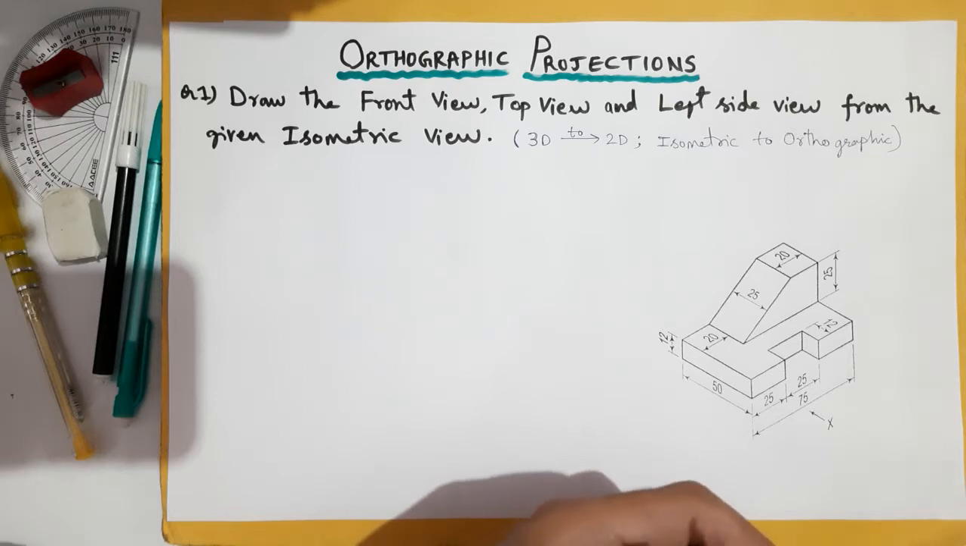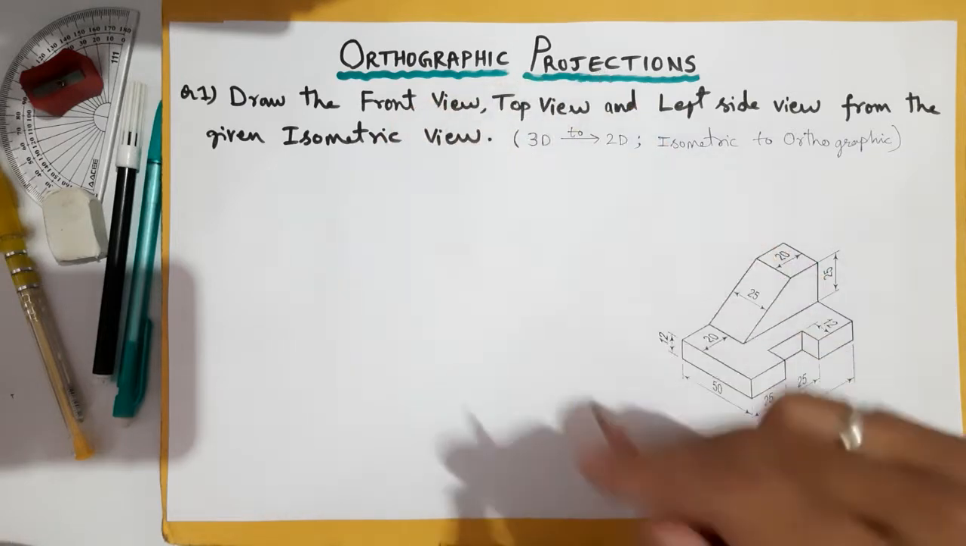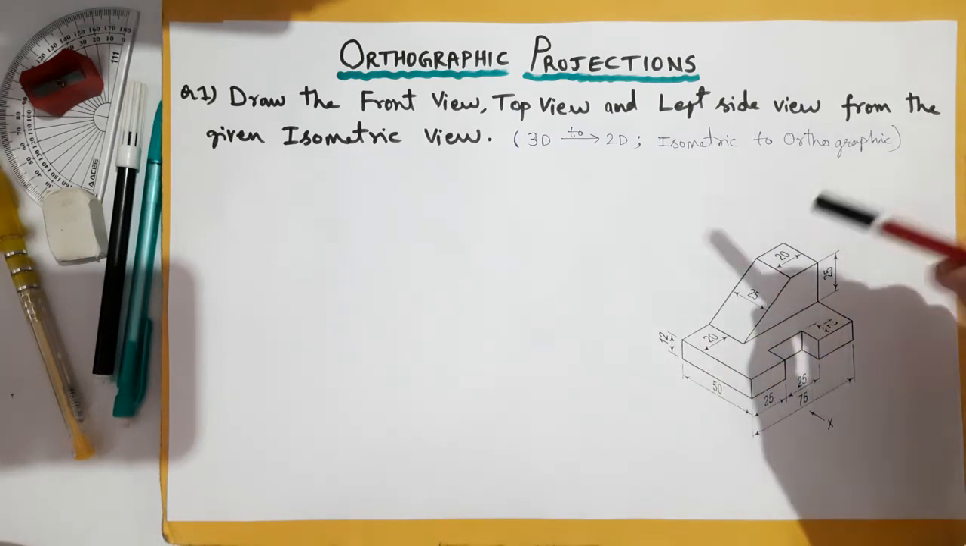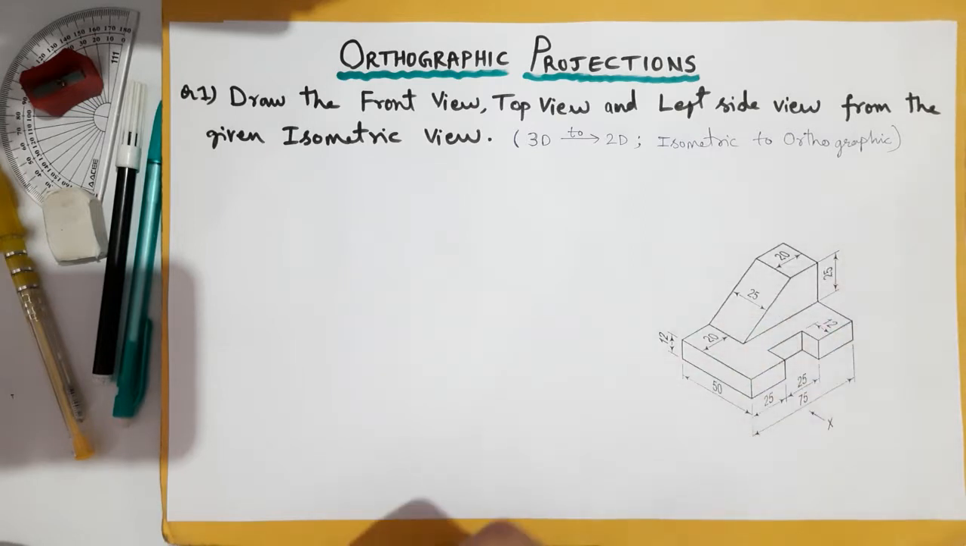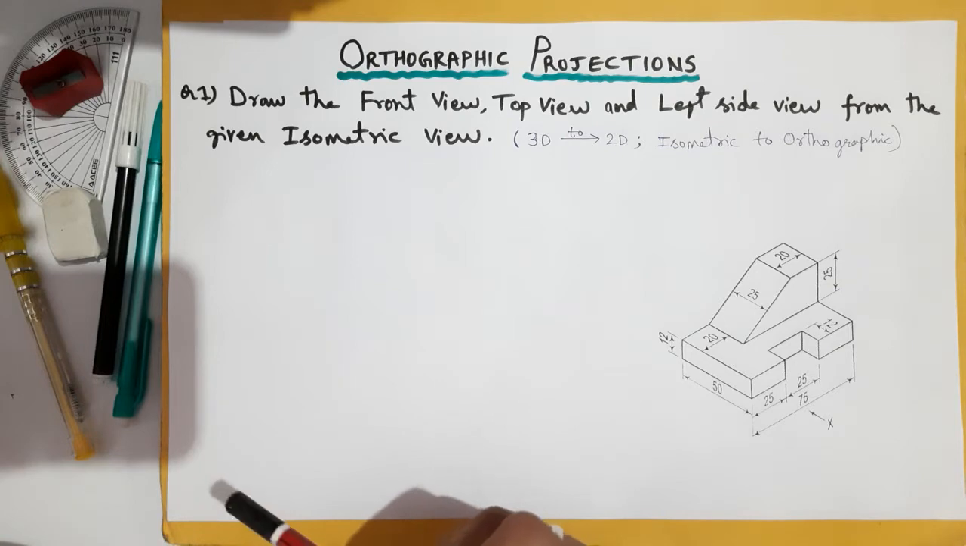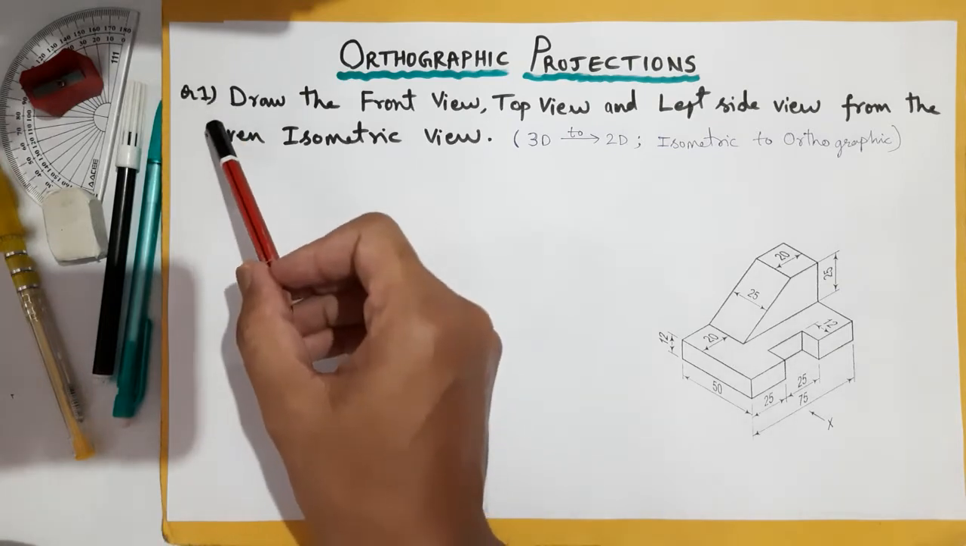In this video, we will see orthographic projections in which the isometric view, that is the 3D diagram, will be given to you. From this 3D diagram, you need to draw the orthographic views, meaning the front view, top view and one side view. So let us see the first question in this topic and what they are saying.